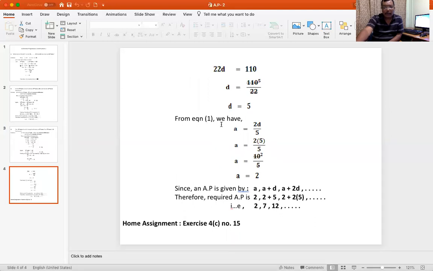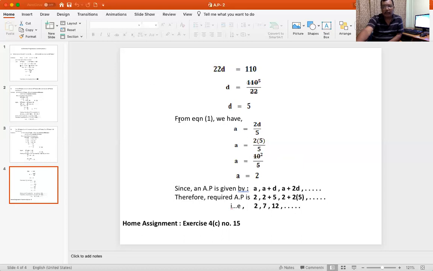Now from equation 1 we have A equal to 2D by 5. Since we have already obtained D to be 5, instead of D we put here 5 divided by 5. So A will be equal to 2 into 5 is 10, below you have 5. And 5 times 2 is 10, so therefore we have A equal to 2.